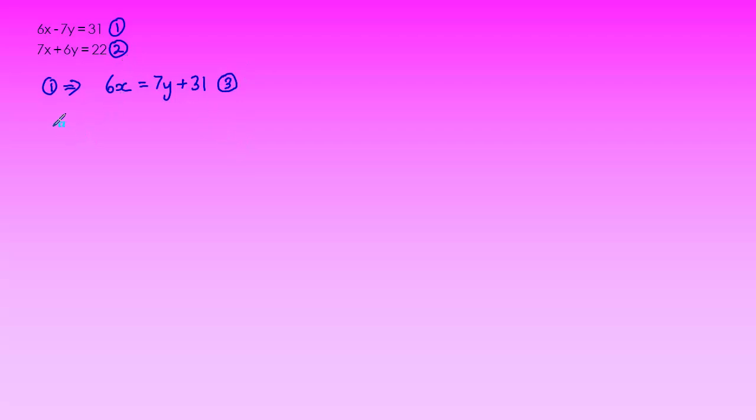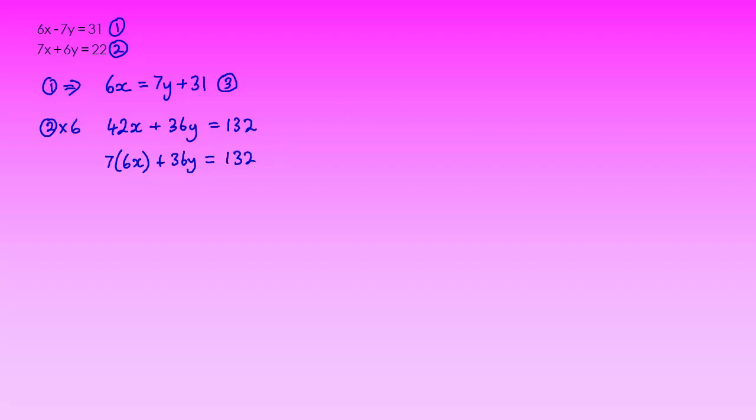And then what I'm going to do is multiply equation 2 by 6. So that gives me 42 x's add 36 y's is 6 times 22, which is 132. But this one here is 7 lots of 6x, 7 times 6 is 42, add 36y is equal to 132.